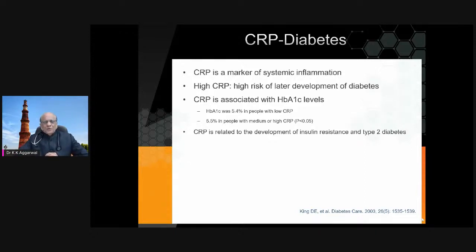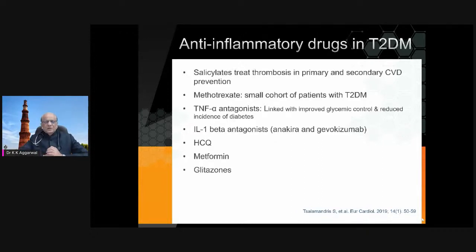Therefore, if you want to reverse diabetes, it cannot be done by just controlling the blood sugar. You have to go to the root cause of high blood sugar. And the latest is inflammation, inflammation, and inflammation. This is a subject we will discuss in great detail, which are the anti-inflammatory drugs which can be effective apart from the anti-diabetic drugs.